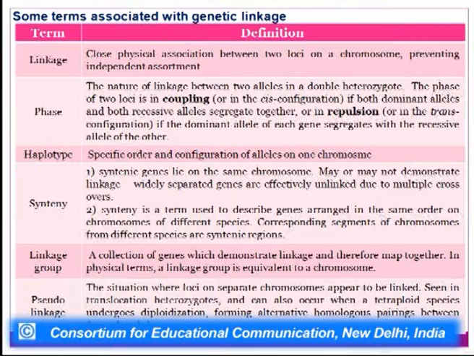The linkage group is defined as a collection of genes which demonstrate linkage and therefore map together. In physical terms, a linkage group is basically equivalent to a chromosome. Pseudolinkage refers to a situation where loci on separate chromosomes appear to be linked. Sometimes this is seen in translocation heterozygotes, and it can also occur when a tetraploid species undergoes diploidization, forming alternative homozygous pairing between the four related chromosomes. So basically, this is the basic concept of linkage we talked about.